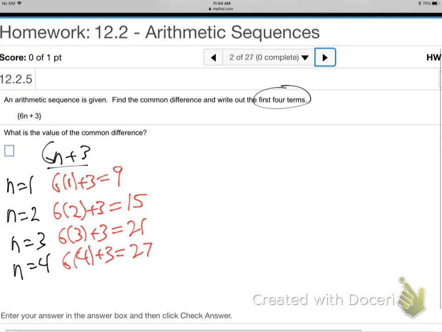And what's the difference or jump? 6. Yeah, it's going up by 6. See, it's just that number that's in front of the n. So the jump is 6. So their first question, what's the difference from term to term? 6. And then they'll ask you, what are the first 4 terms? And there they are. Good enough so far?